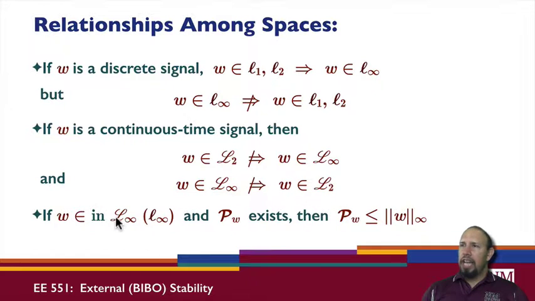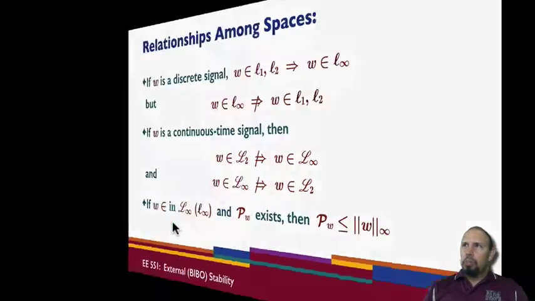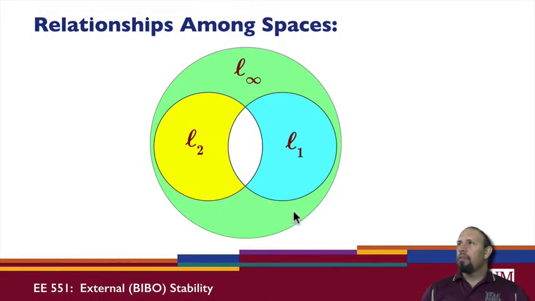If W is in L infinity, either continuous time or discrete time, and the power exists, that is, it's finite, then the infinity norm is greater than or equal to the power. So we have this relationship. Some other aspects of the relationships: in discrete time, we can think of L infinity as the space within which L2 is embedded, and L1 is embedded within that as well, and there is some overlap between them.